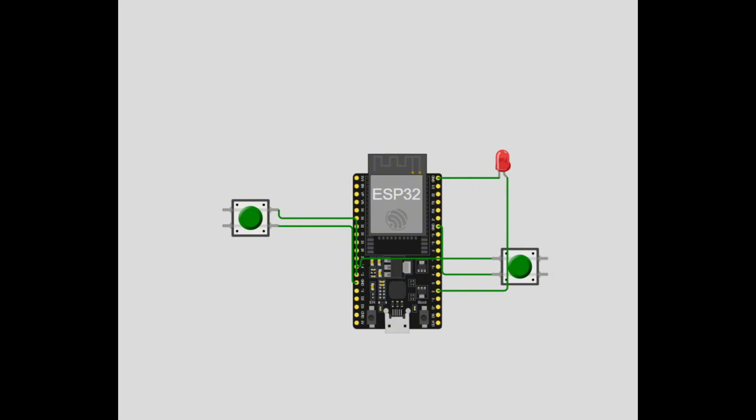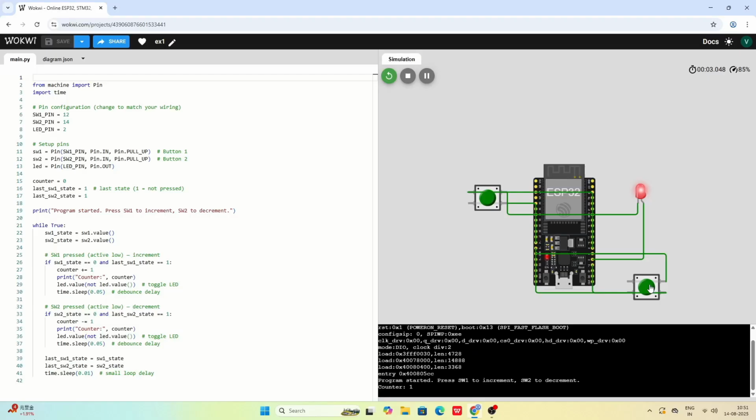On the ESP32, I am using 1 push button, SW1, connected to GPIO 12, and SW2 connected to GPIO 14. The LED cathode is connected to ground and the anode is connected to a GPIO. These are the overall connections for all experiments.